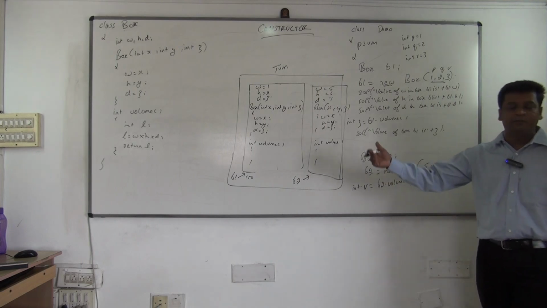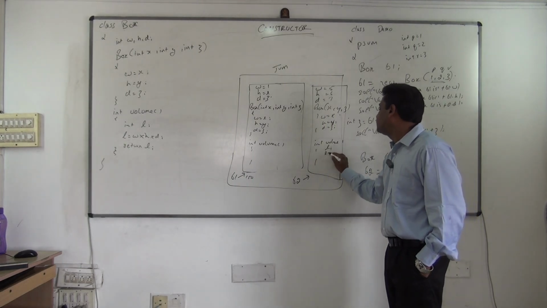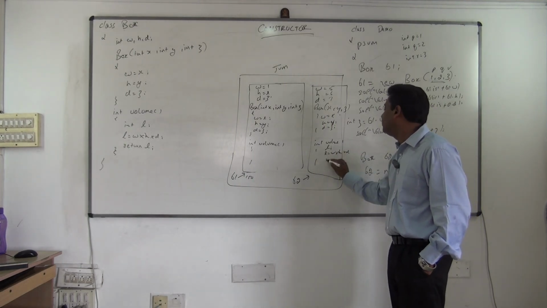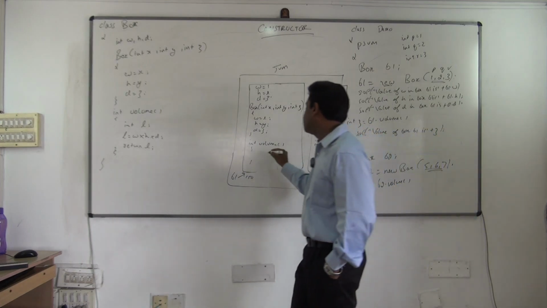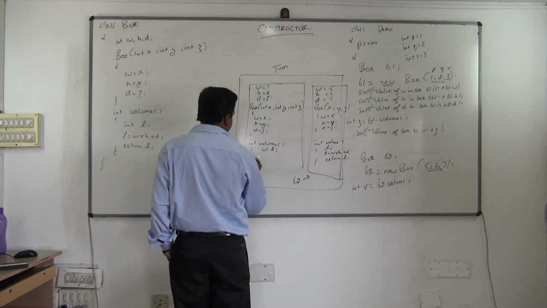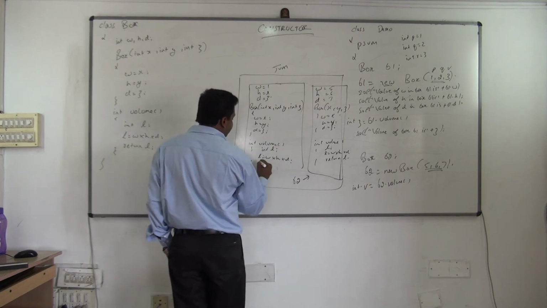It means this volume will now be B2 dot volume. Here what will happen? Int L. L is equal to W into H into D. So here you will be getting what answer? This answer, 5 into 6 into 7. Here also you are having int L. If I call B1 dot volume, you will get L is equal to W into H into D. It will multiply this answer and return it.